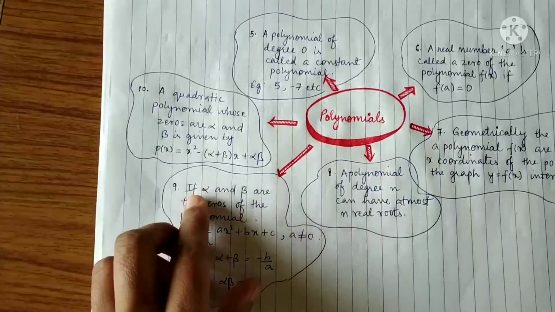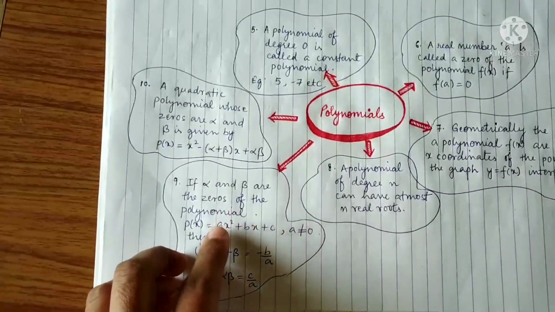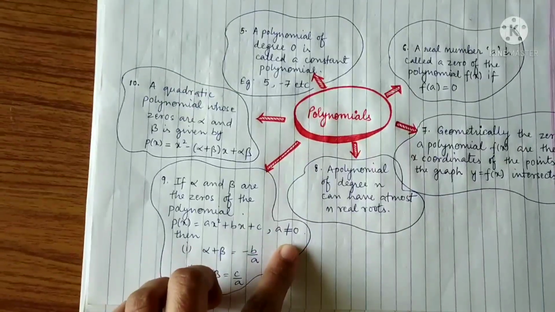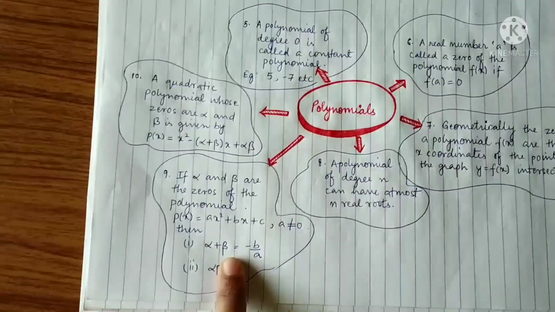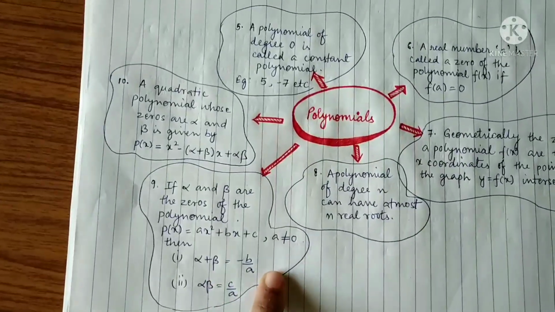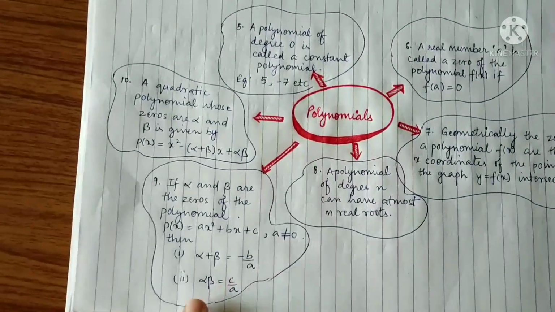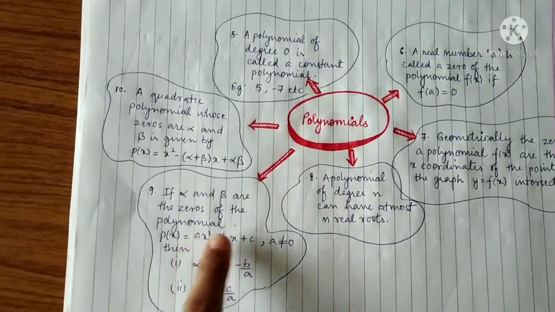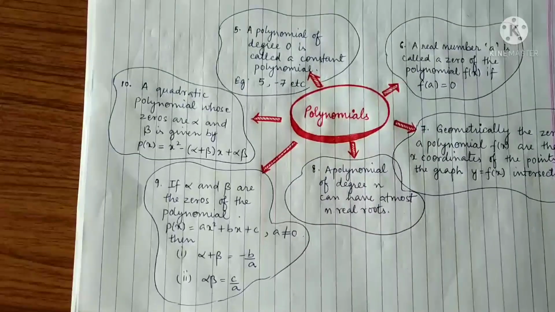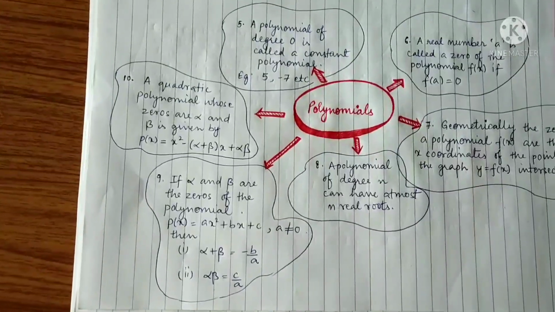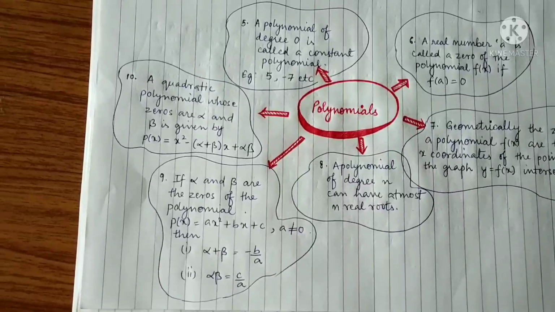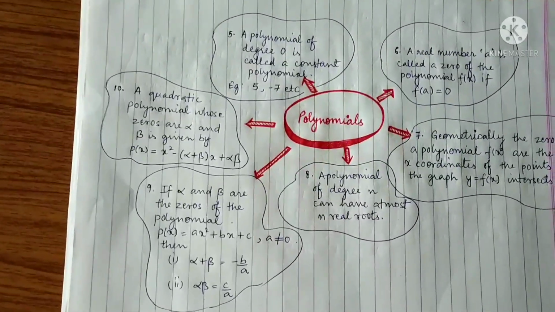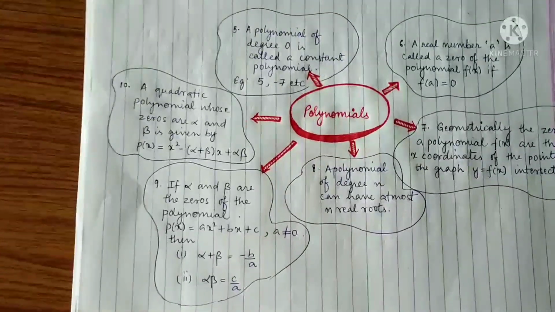Here we have supposed that if alpha and beta are the zeros of the polynomial p of x equal to ax square plus bx plus c, where a is not equal to 0, then the sum of zeros of the quadratic polynomial, alpha plus beta, is equal to minus b by a, whereas the product of zeros of the polynomial will be equal to c by a, where a, b and c are the coefficients of the various terms in the polynomial and alpha and beta are the zeros. So mainly in this chapter we have to study about the sum of zeros and the product of zeros and what is their relationship with the coefficients of the polynomial.